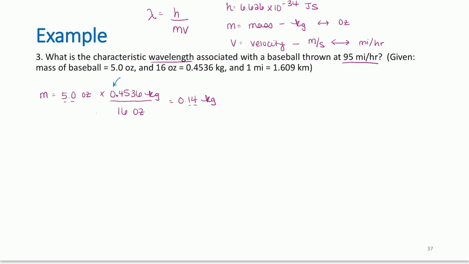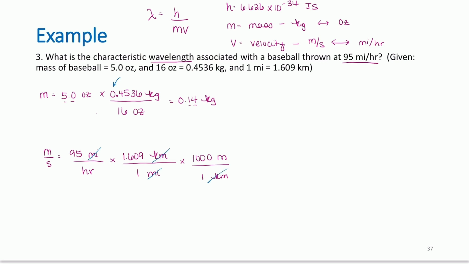I also need my velocity in meters per second. I've got 95 miles per hour. Now again, you can convert the distance first or the hours first. I'm going to convert the distance first just because it's the numerator. Times 1.609 kilometers per 1 mile, times 1,000 meters per 1 kilometer. If I stopped right here, this cancels my miles and my kilometers, and I've got meters, so I'm halfway there.